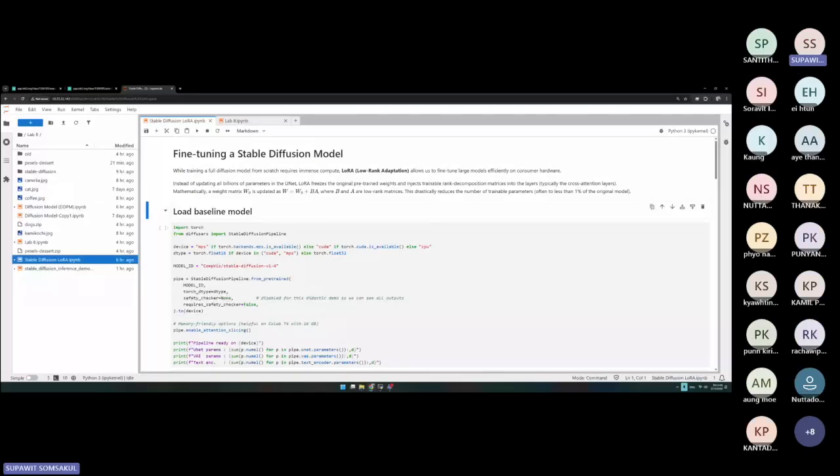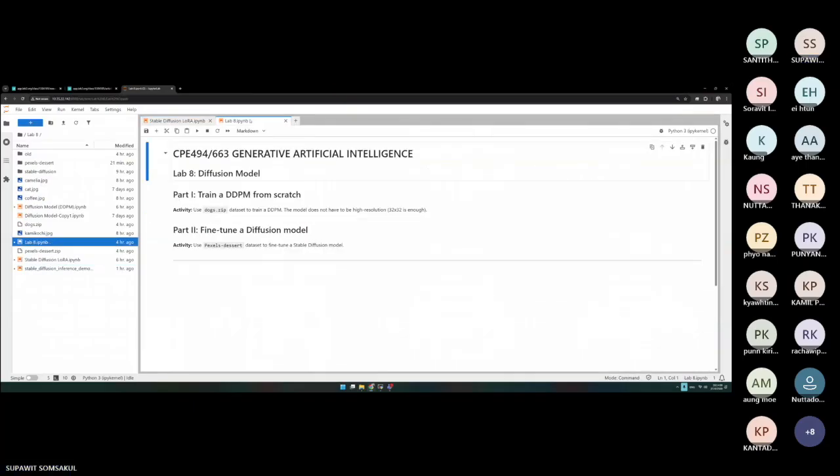Okay, so the resolution of my screen will look a little bit weird because I use ultra wide now, but that's okay. For this lab, it will be lab 8 on diffusion models, which includes both the DDPM from the previous lecture and the Stable Diffusion model from this lecture. So it will be split into two parts. Part 1 is I want you to train the DDPM from scratch using the code that I uploaded in the previous lecture, and use this dog image dataset to train your DDPM.